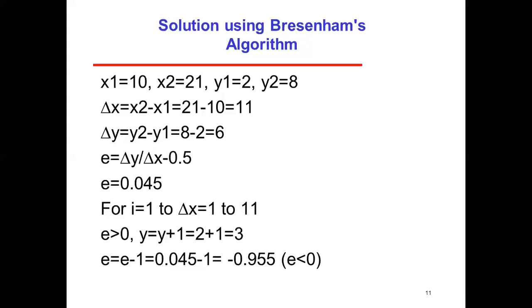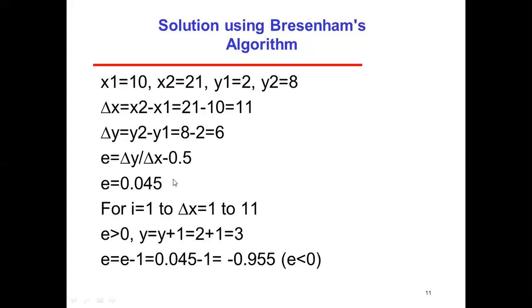Then we will see here. For I equals 1 to delta x. Here delta x equals 11. So total steps means we will reach the final point in 11 steps. We will start from I equals 1, this is the counter and this is the loop. So we will get the final points after solving up to 11 steps.